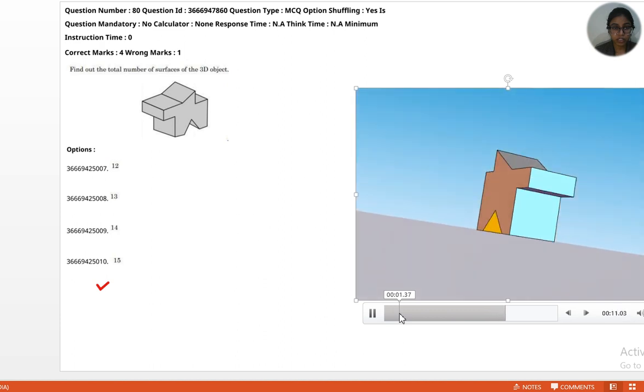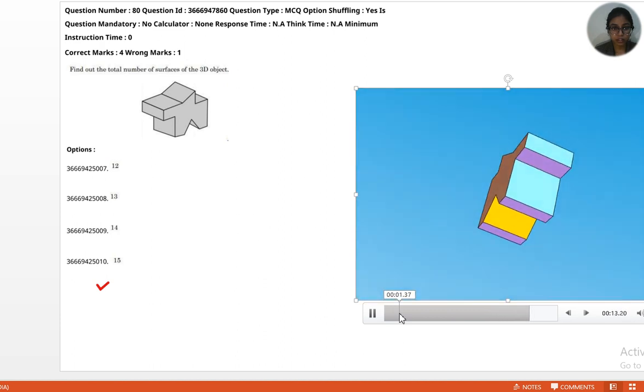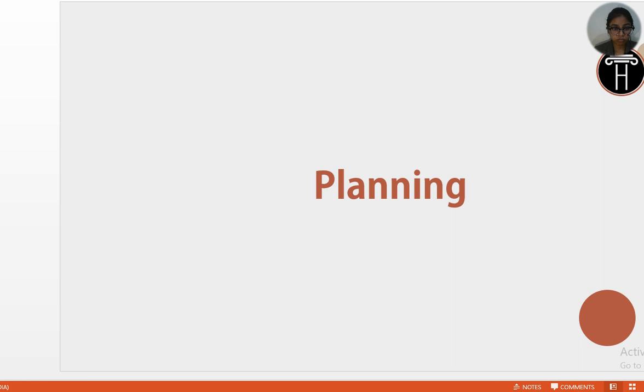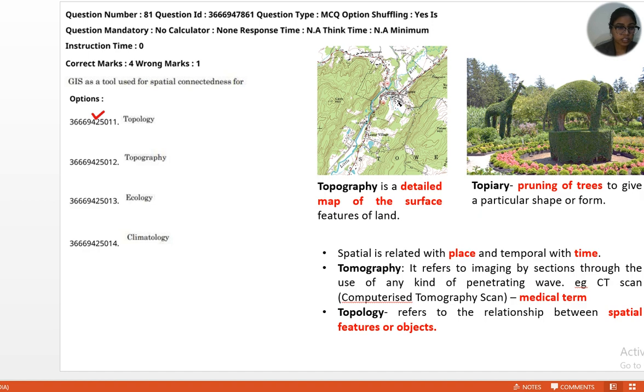Okay, top part and the bottom part. Clear? Or start, suppose we are starting from the side part, like 1 2 3 4 5 6 7 8 9 10 11 12. Okay, 13 and 14. Next one is 0 15. So now this time we are covering the planning part. So let's get started.